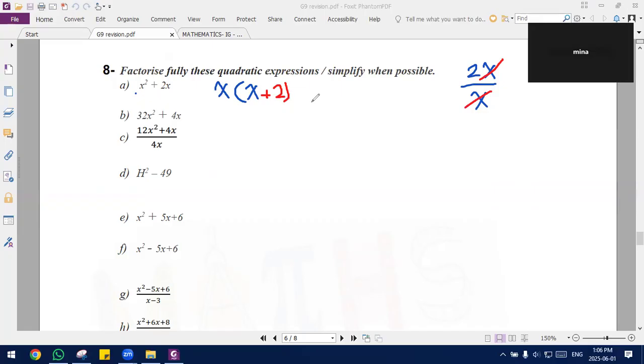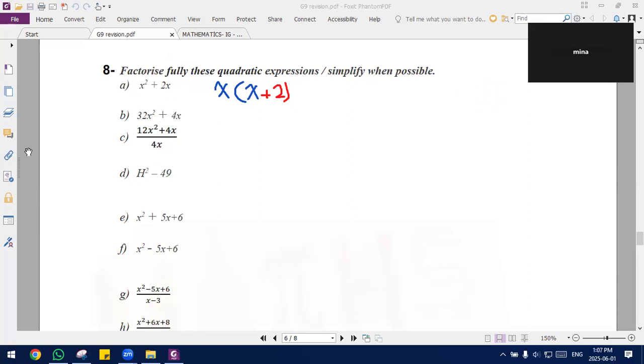If we need to check our answer, how do we check it? You expand the bracket. Expand x times x, x squared. X times plus 2, plus 2x. So it's correct. Do you understand factorizing? Okay, yes.